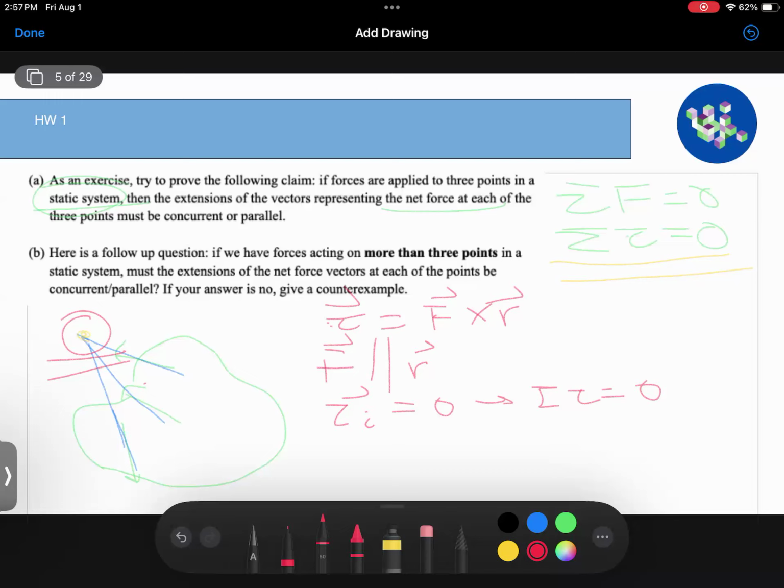So right there we showed that they can be concurrent. Now, what about the case where they're parallel? Parallel is just another way of saying they're concurrent at infinity. So in other words, concurrent encompasses the parallel case. So we can say that if forces are applied at 3 points in a static system, then indeed we have just proved that if you extend the net force vectors, they must be concurrent or parallel. Okay. Now let's go on. By the way, any questions about that?